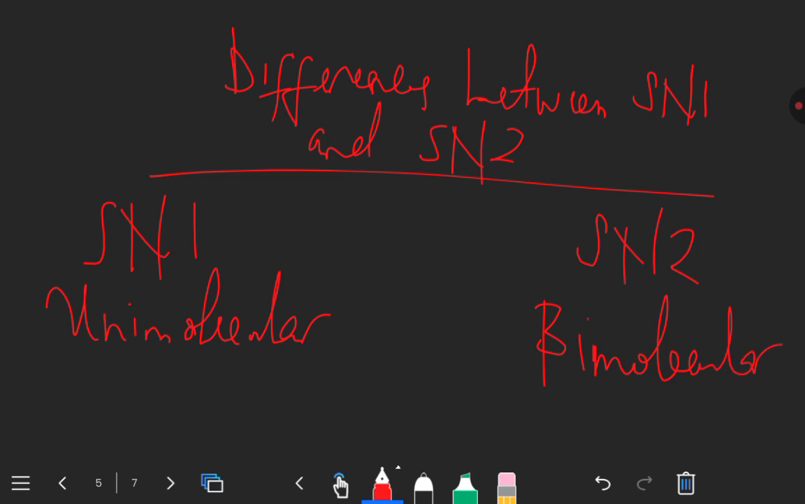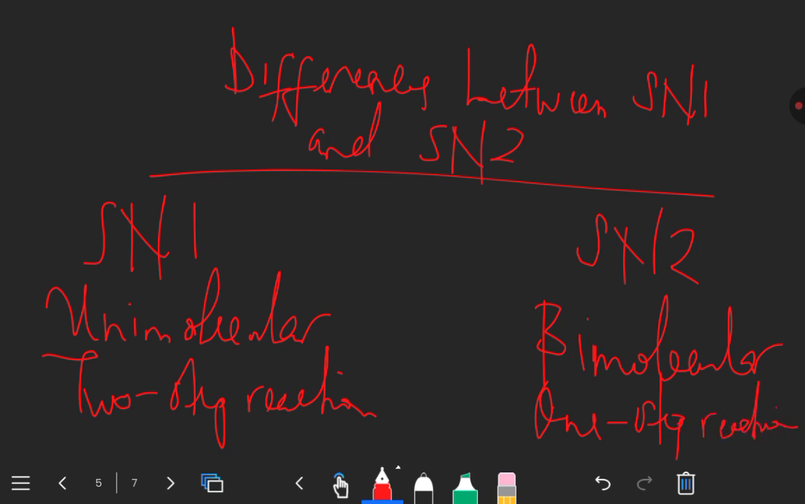Then the other difference which we must understand is about the mechanism. What is the mechanism for SN1? The mechanism for SN1 is a two-step reaction. But for SN2, it is just a one-step reaction. So SN1 is a two-step reaction, but SN2 is simply a one-step reaction.